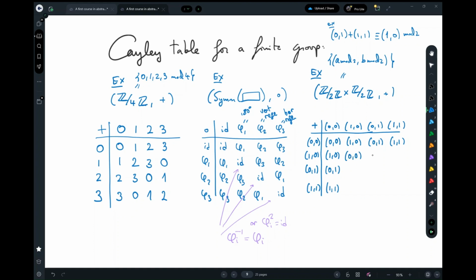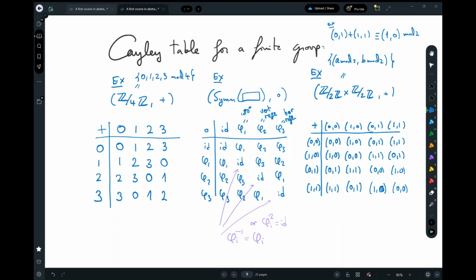1, 0 plus 0, 1, that will be 1, 1, and 1, 0 plus 1, 1 will be 2, 1, which reduces to be 0, 1. And then I can keep going like this. This will be 1, 1, 0, 0, 1, 0, and 0, 1, and 1, 0, and 0, 0. And that's the Cayley table for this group.